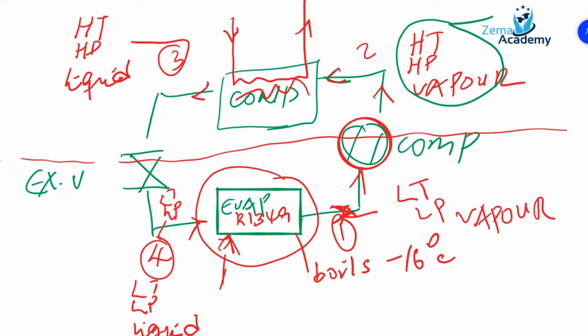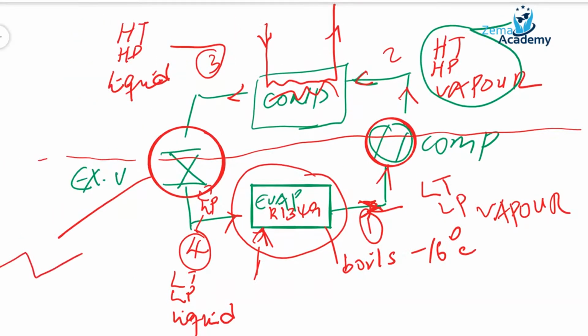And remember, at point 4, we had low temperature and low pressure. And in order to reduce the temperature and pressure of the liquid from high to low, we pass it through an expansion valve. Okay? How do we reduce the high temperature and high pressure to low temperature and low pressure?